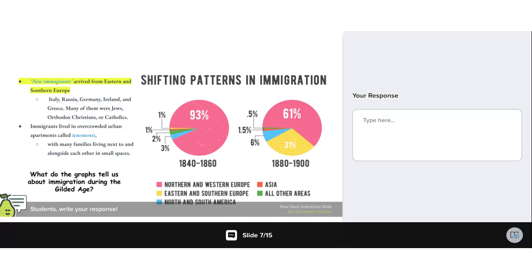So, real quick, what do the graphs tell us about immigration during the Gilded Age?